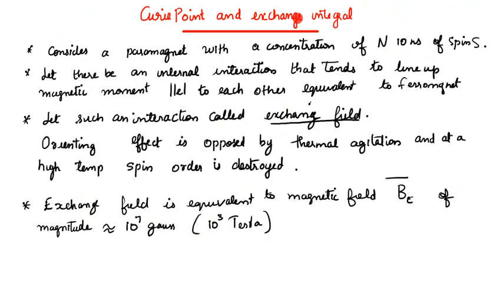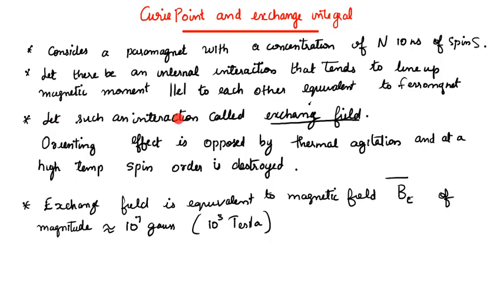Curie point and exchange integral. Let us consider a paramagnet in which there are permanent magnetic moments but they are not oriented, thus magnetization is zero. Consider a paramagnet with a concentration of n ions of spin S. Let there be a certain internal interaction between these spins. These spins are tiny magnets. Therefore, there is interaction between the spins that will tend to line up these magnetic moments parallel to each other, which will be equivalent to a ferromagnet.